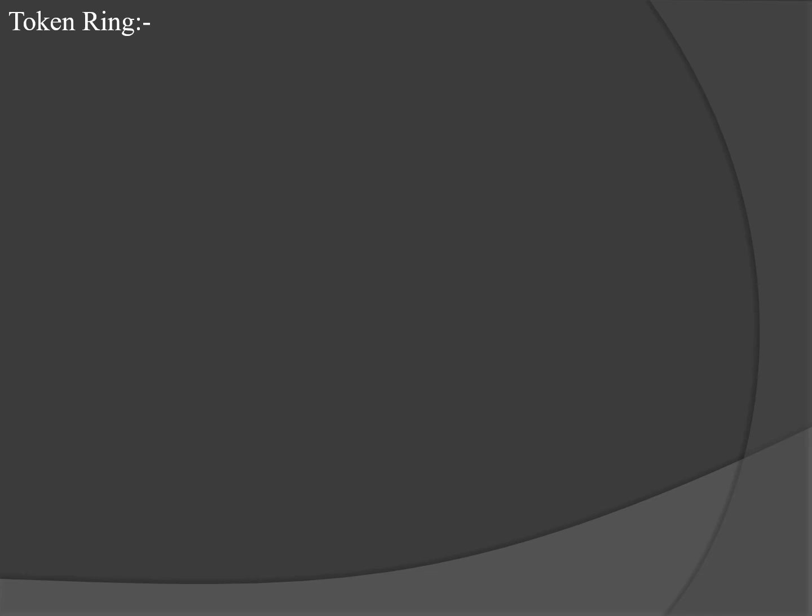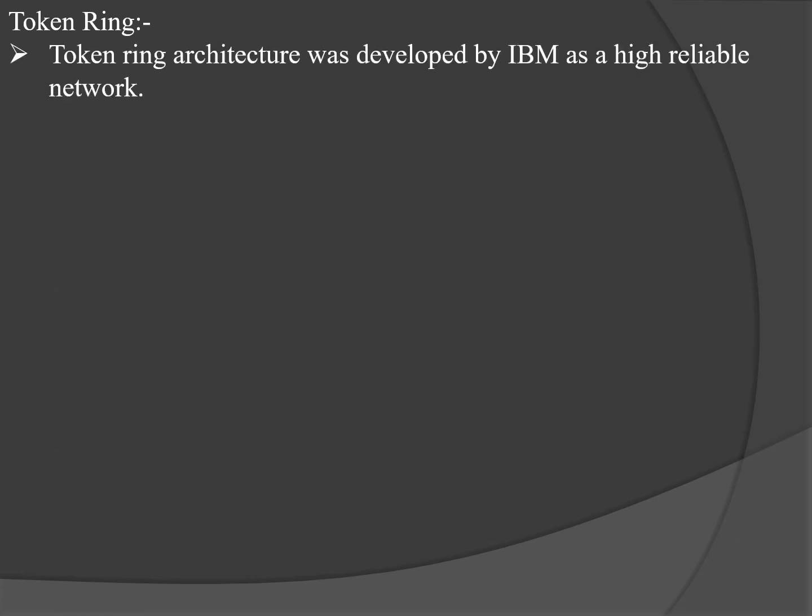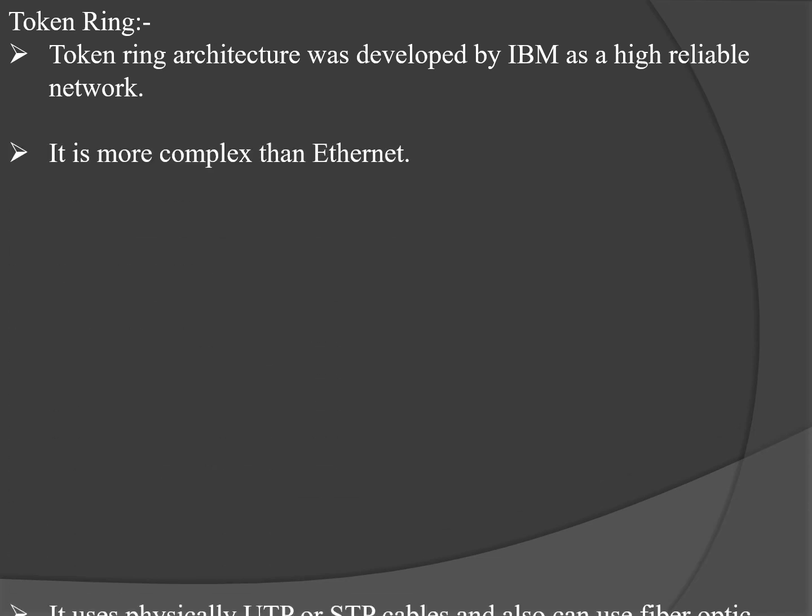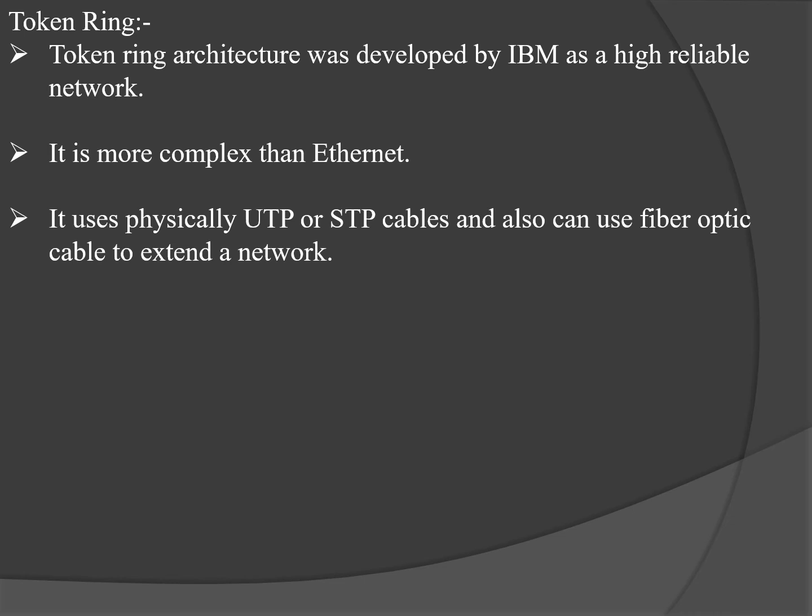In order to achieve connection, we can use either STP or UTP. And in modern token ring architecture, we can also use fiber optics in order to achieve the connection. So, token ring architectures were developed by IBM as a highly reliable network. It is more complex than Ethernet. It physically uses UTP or STP cables and can also use fiber optic cable to extend the network.